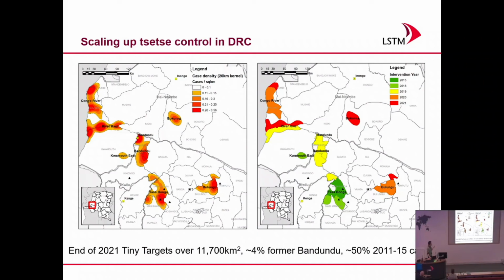And the areas highlighted in green are where we've been working for the longest. So Yasabonga we started in 2015, then the other green areas in 2016, yellow intervention areas started last year, the red ones will become involved in the project this year, and the orange ones will be for 2021.